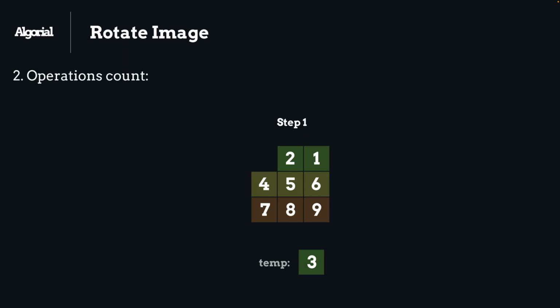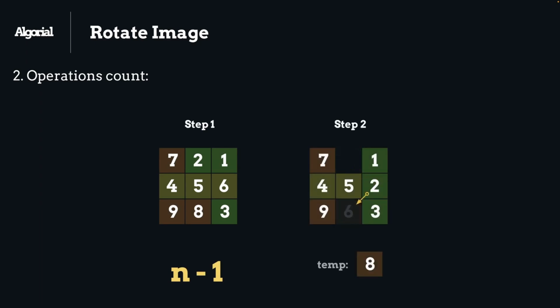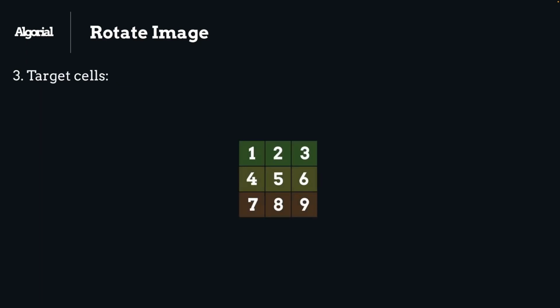But we don't want to swap the last cell in the edge, right? Because it just got swapped with the first cell. So the number of operations per each depth will become n minus 1, where n is the length of our matrix, and minus 1 because we will ignore the last cell. But that is not the end of the story.